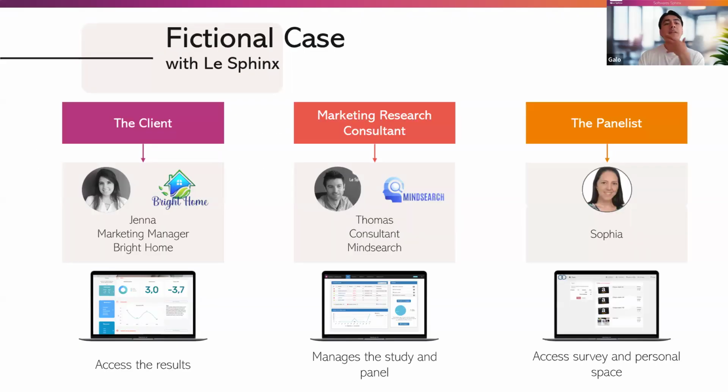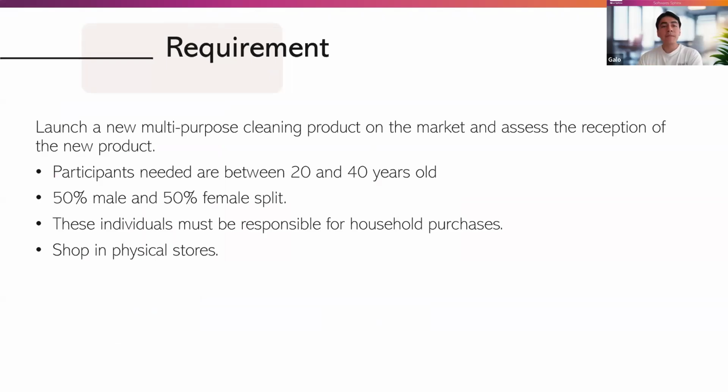So the requirement is going to be the following. Jenna is asking Thomas if he can conduct a study because her company wants to develop a new multipurpose cleaning product. They want to know if the launch is feasible and how the reception of this product is going to be. In order to understand how people feel, she is going to need participants between 20 and 40 years old.